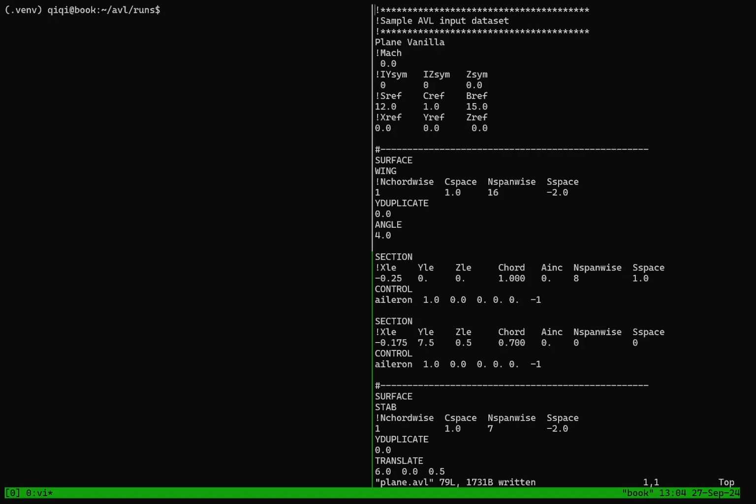And when you launch AVL, make sure you are launching it in the ROMs folder so that you can load the plane in AVL.